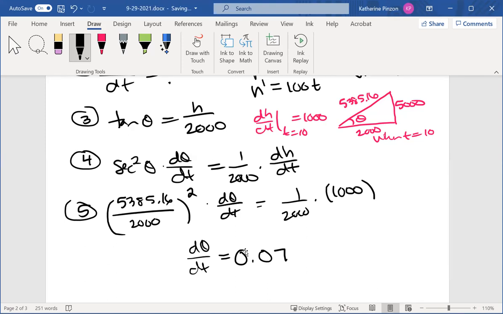0.07. Why is it so small? What is it measuring? Level of elevation. Yeah, how fast the angle is changing, right? So it's changing 0.07 angles, like radians, per... what was T? 10 seconds. Seconds, yeah. So 0.07 radians per second.